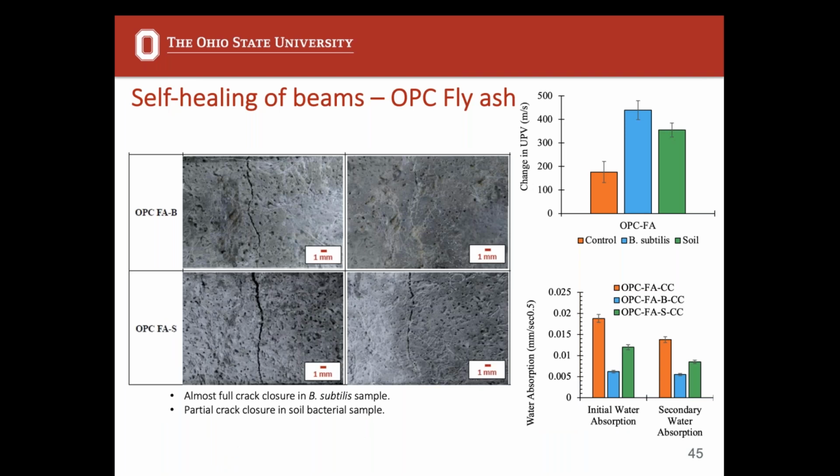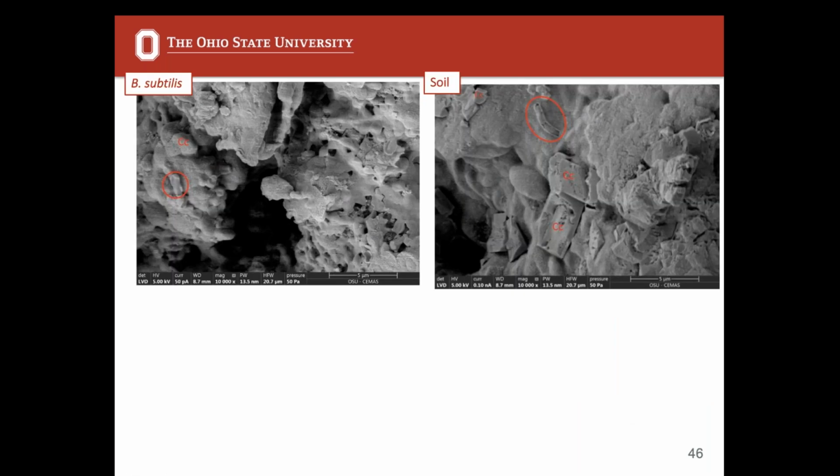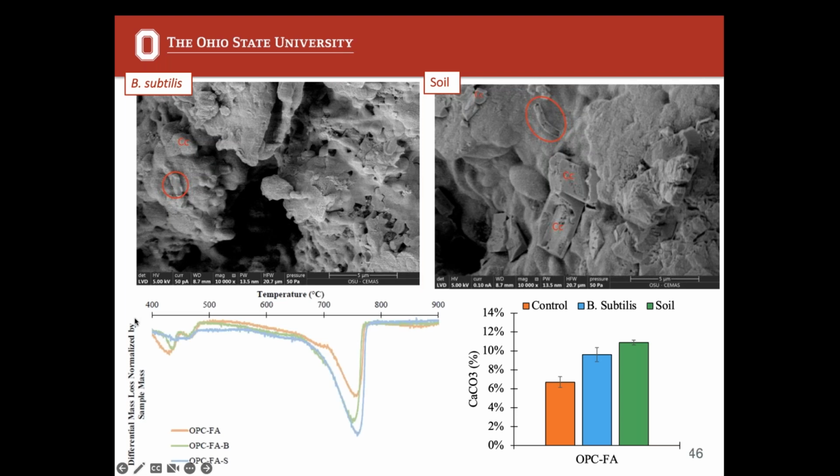Next, the sample is the fly ash sample. We actually saw better crack healing with the B subtilis sample and the fly ash mixture. So again, the before and the after, we see almost complete crack healing, a little bit less significant in the soil sample. But in both samples, we do see, again, a big drop in sorptivity and a big increase in ultrasonic pulse velocity, indicating densification of the matrix and healing of the sample. And again, you can actually see a bacteria in the sample in the microscope. And again, you can see the B subtilis over on the left-hand side. And again, we saw presence of higher calcium carbonate amount in the tested samples.